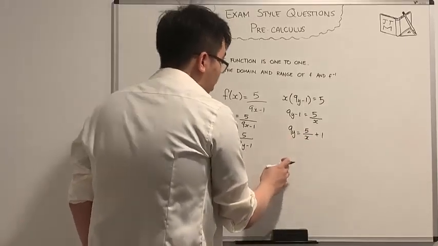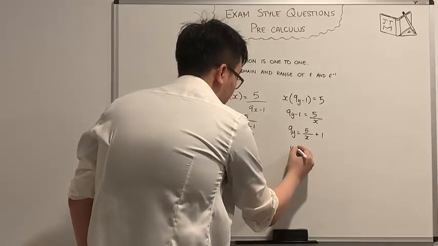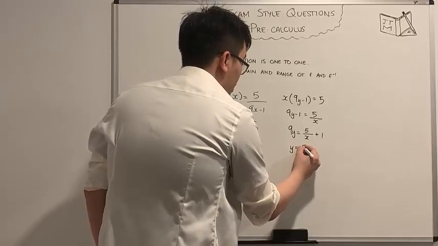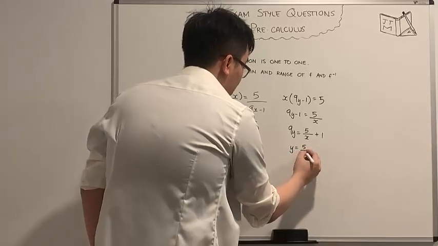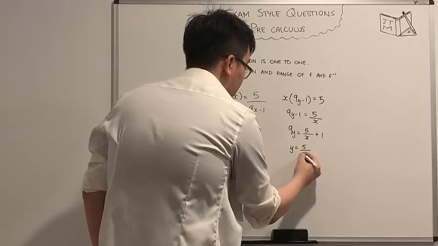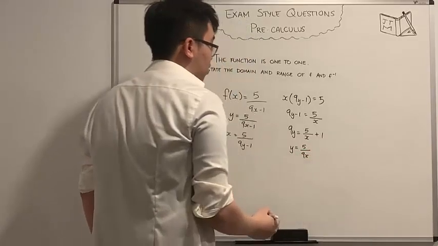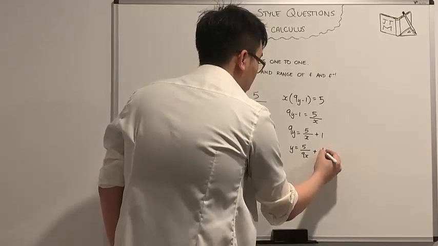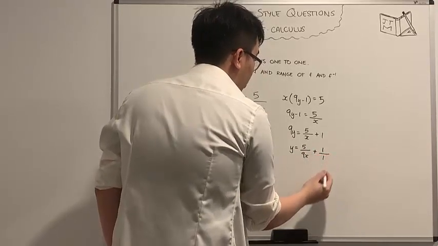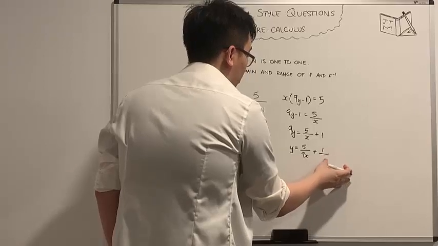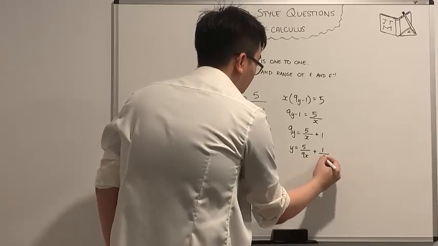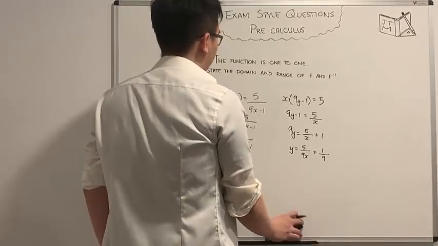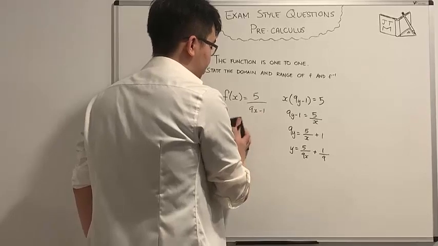And now I want the y on its own, so we're going to divide both sides by 9. And the way we do that is we multiply the denominator of the right side by 9. So this becomes 5 over 9x plus 1 is the same as 1 over 1. So when we multiply the denominator by 9, it becomes 1 over 9. So now I've managed to find y on its own, which means that we have arrived at our inverse function.